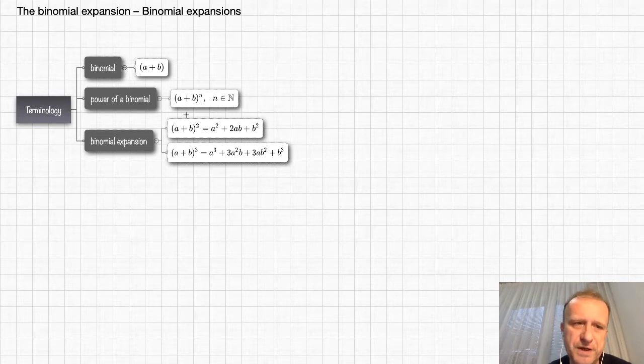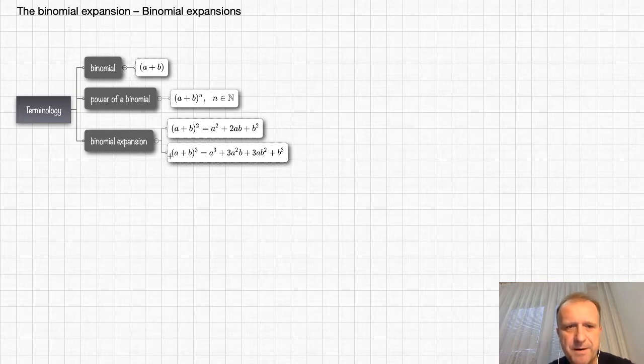And there is a shorthand. Instead of saying that we are going to talk about the expansions of powers of binomials, we just simply say that we are going to study the binomial expansion. So binomial expansion is the expansion of the power of the binomial, any integer power, so actually the natural number power of the binomial, like you can see here.